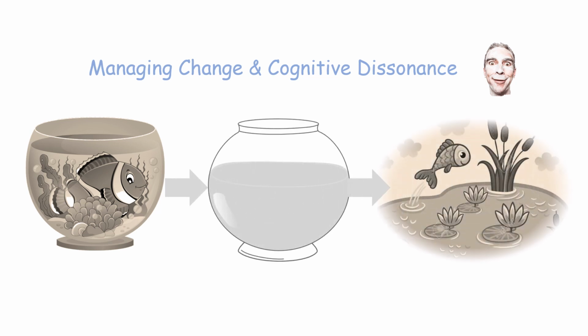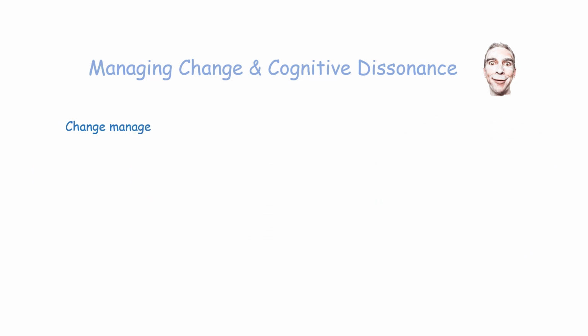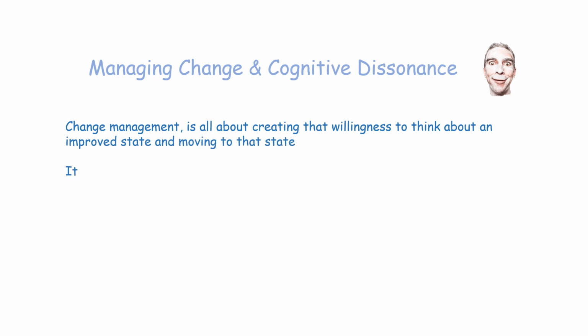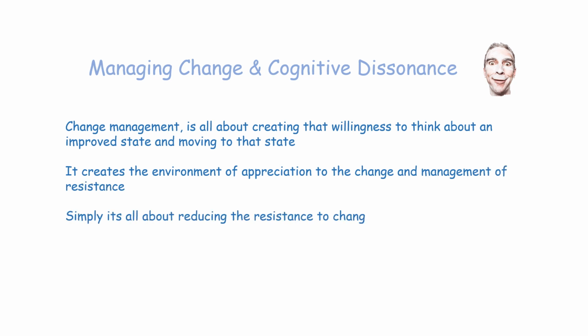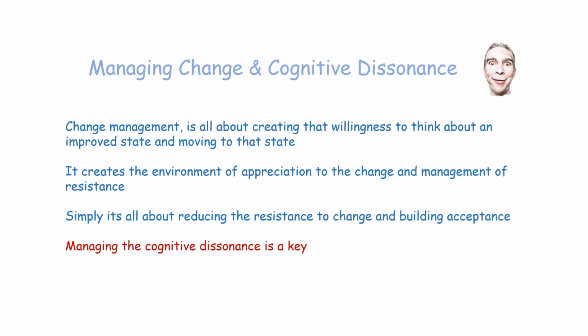Let's quickly understand what is change management. Change management is all about creating that willingness to think about an improved state and moving to that state. It creates the environment of appreciation to the change and management of resistance. Simply, it is all about reducing the resistance to change and building acceptance. Managing the cognitive dissonance is a key aspect of change management.